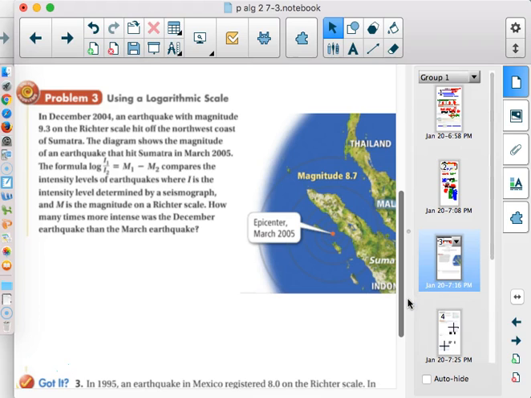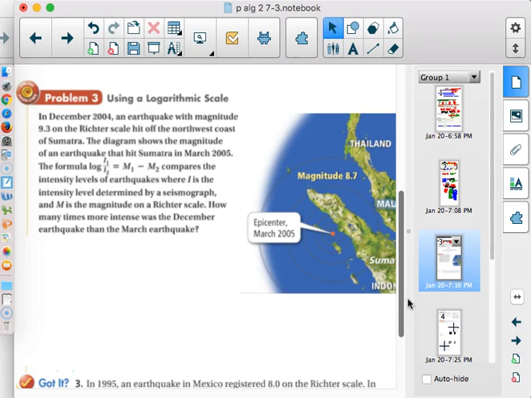It says, using a logarithmic scale, in December 2004, an earthquake with magnitude 9.3 on the Richter scale hit off the northwest coast of Sumatra. The diagram shows the magnitude of an earthquake that hit Sumatra in March of 2005. This little formula, the log of intensity 1 over intensity 2 equals moment magnitude 1 minus moment magnitude 2, compares the intensity levels of earthquakes, where I is the intensity level determined by the seismograph and M is the magnitude on the Richter scale. How many more times intense was the December earthquake than the March earthquake?